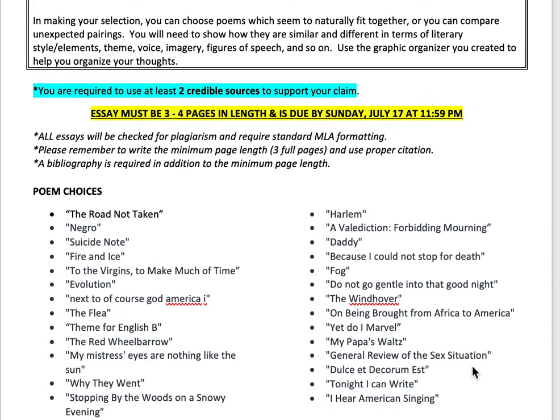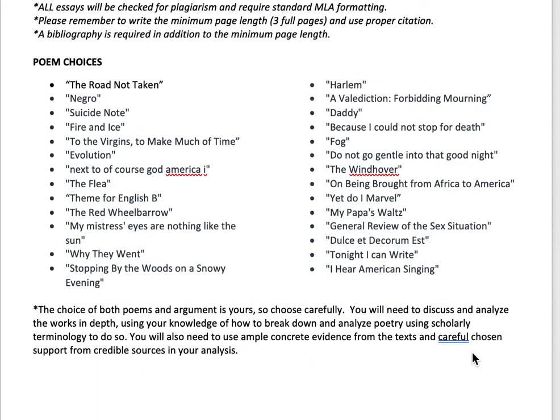Your bib should have at least 4 entries on it. It should have your 2 sources and your 2 poems. There are a lot of poems that you read, so like I said, you could choose ones that seem to go together naturally, or ones that are unexpected pairings. Whatever you choose, make sure you choose carefully, make sure you have enough to say about those 2 poems, and use your knowledge of how to analyze and break down poetry to bring this argument to life.